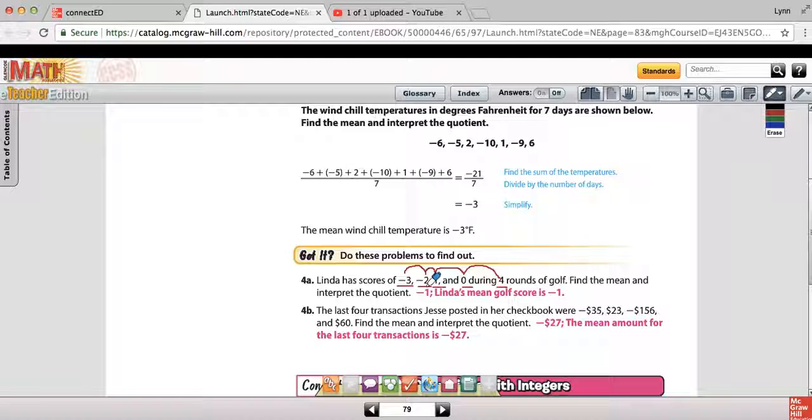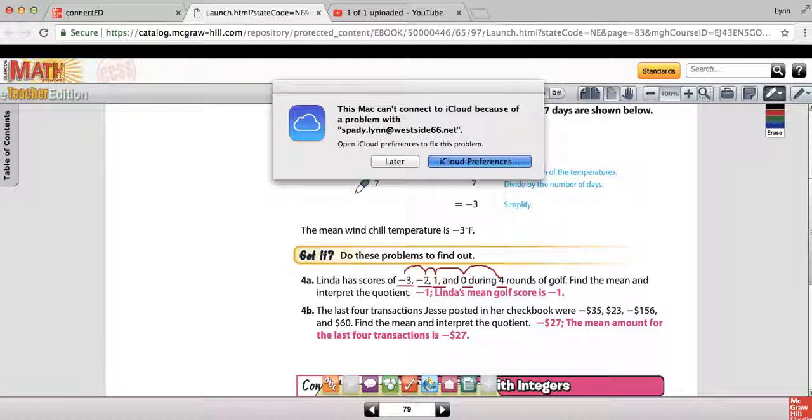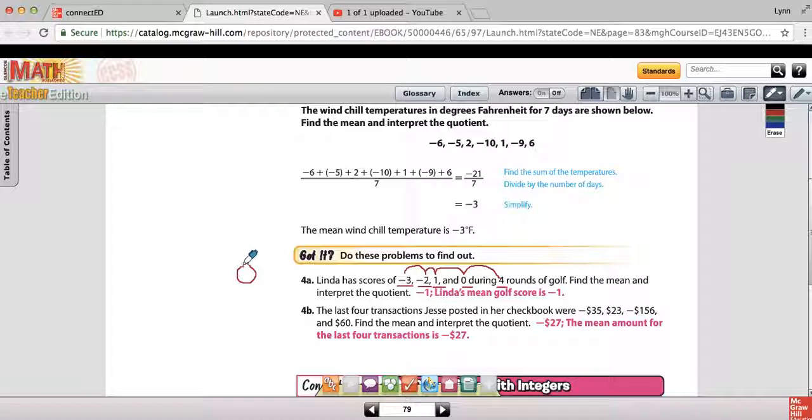Sorry about that, I lost my train of thought. Linda has scores of negative 3, negative 2. That's negative 5, plus 1 is negative 4. Negative 4 plus 0 is negative 4. Negative 4 plus 4 is 0. Okay, so we have a total of 0 for the sum, and when we divide that by 1, 2, 3, 4, 5, 0 divided by 5 is equal to 0. That's not matching up with what the answer key shows, so if you see the error that I made, please let me know, because the way I see it, 0 is the correct answer for that one.